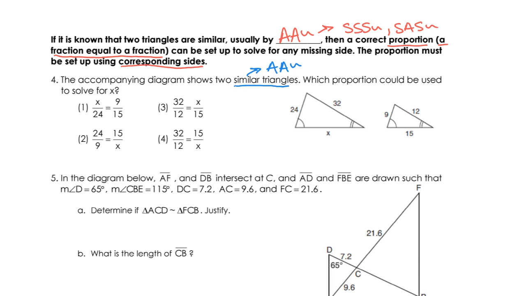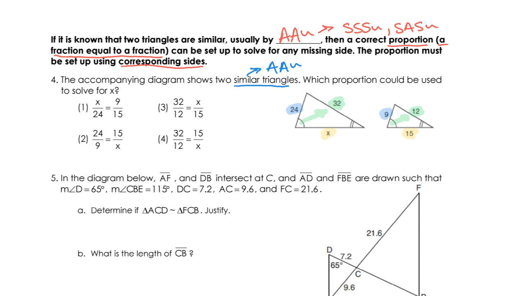So in this one, we can clearly see that x matches with 15 because x is the side between the two marked angles and 15 is the side marked between two angles. Okay. If I go across from the single arc mark, I see 32. So across from the single arc mark is 12. So those two sides will match up. And then my remaining side of 24 is going to match up with my 9. Okay. And so that's how I can set up my proportions.